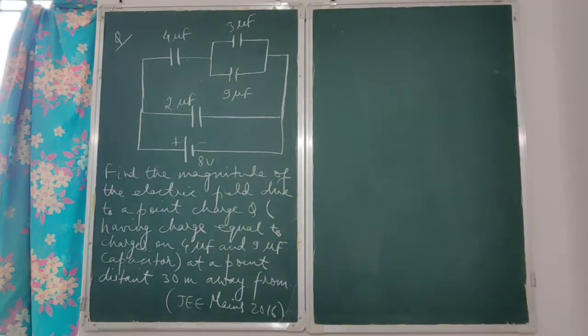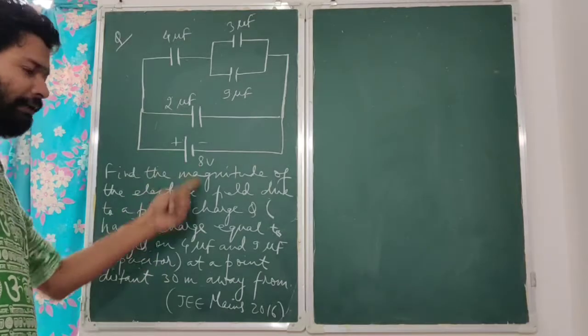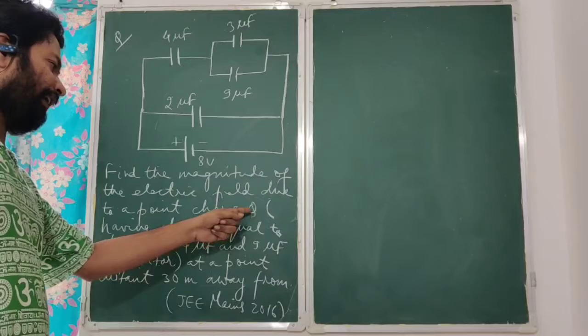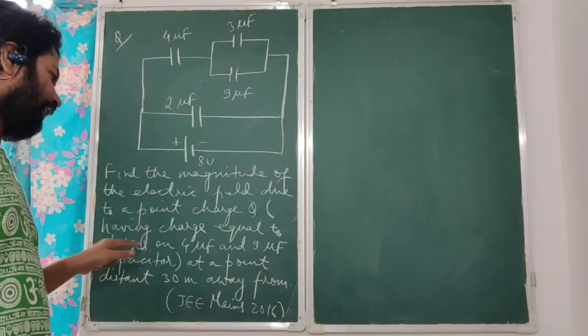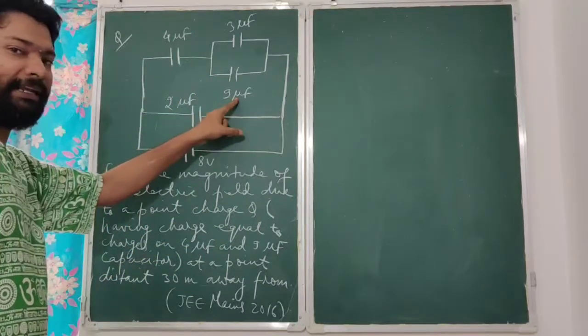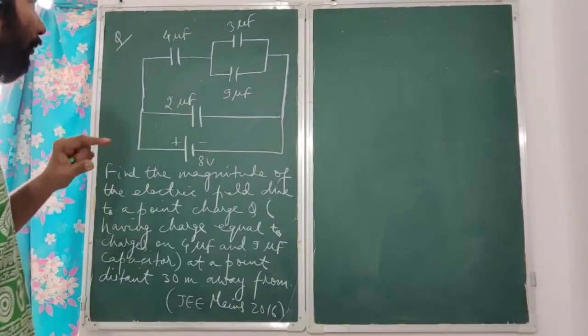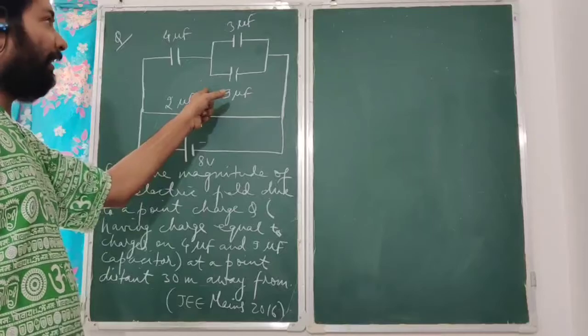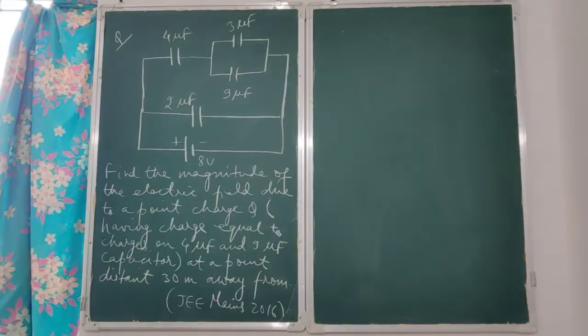Let's see this question. This was asked in JEE Mains 2016. So there are 4 capacitors in the circuit, one DC source, 8 volt. They are asking us to find the electric field due to a point charge Q. So point charge Q is there, which is having charge equal to the charge on the 4 microfarad and 9 microfarad capacitor. So first we'll try to find out what is the charge that will develop on the plates of this capacitor. So let us try to do that.